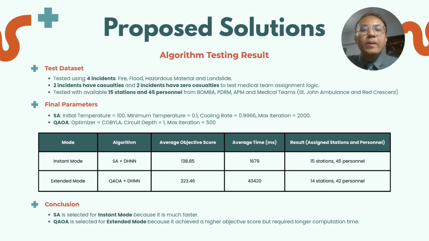Based on the result, simulated annealing with DHNN preprocessing achieved an average objective score of 138.85 with only 1679 milliseconds. Meanwhile, the QAOA with DHNN achieved a higher average objective score of 223.46 but required a longer computation time of 43420 milliseconds. Therefore, simulated annealing is selected as the instant mode because it is faster for urgent response, while QAOA is selected as the extended mode because it provides a more advanced quantum-inspired optimization result.